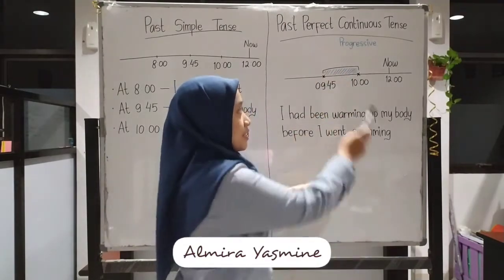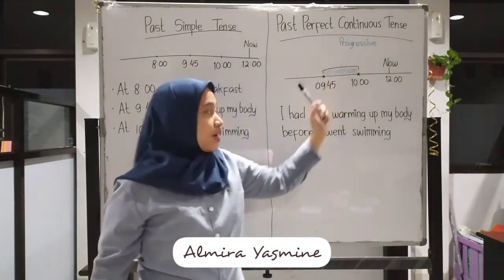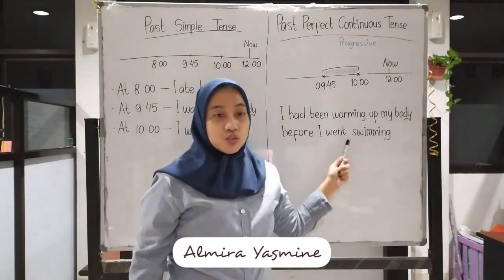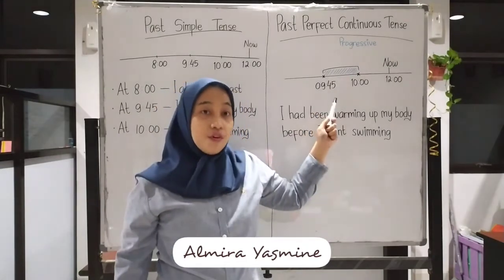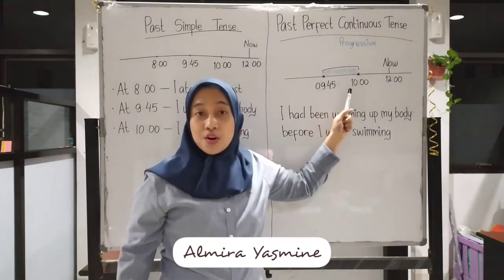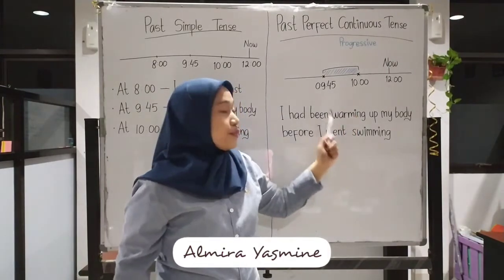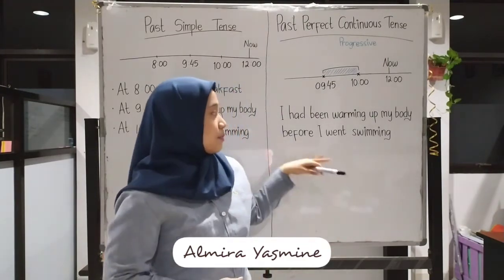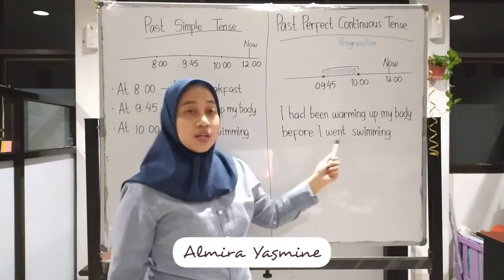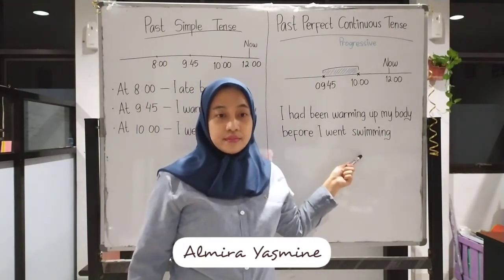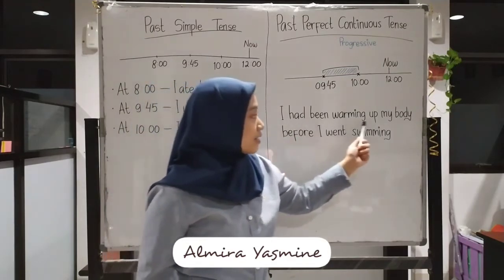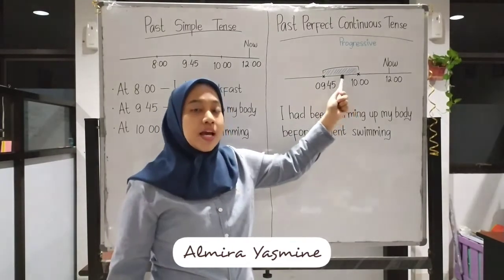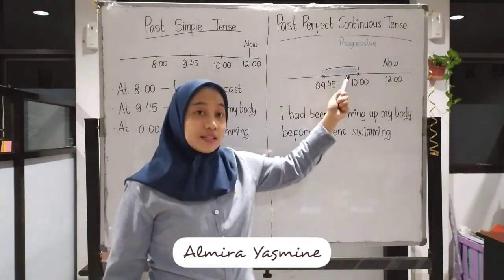So in this period, with the blue color, I had been warming up my body before I went swimming. So from 9:45 until before 10 a.m. I had been warming up my body, and I stopped doing it because at 10 a.m. I went swimming. It is clear that this activity was in process, or continuing, in the past at that time.